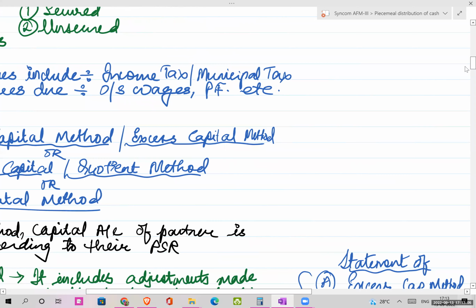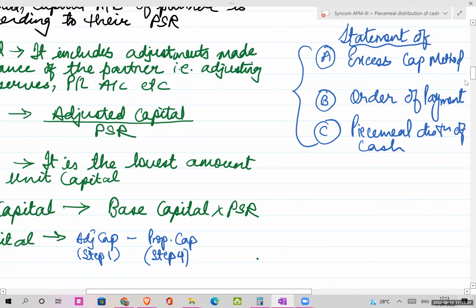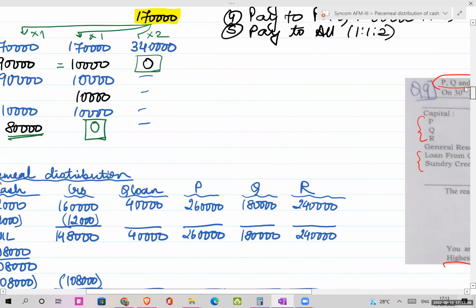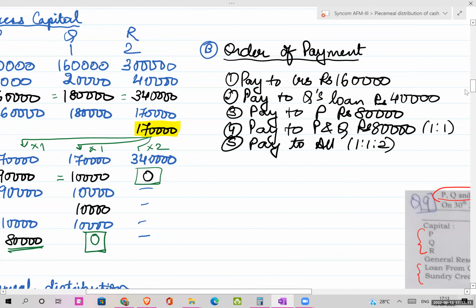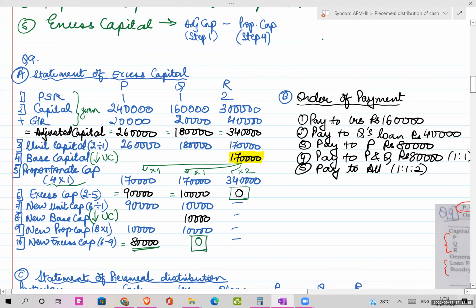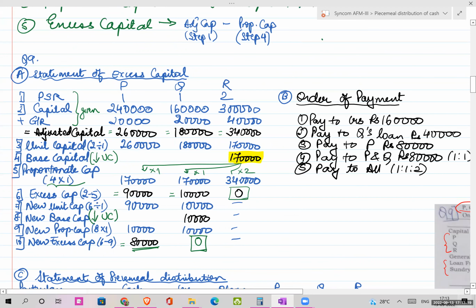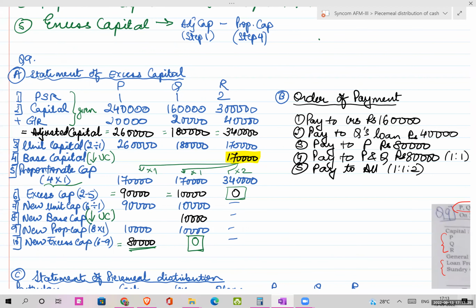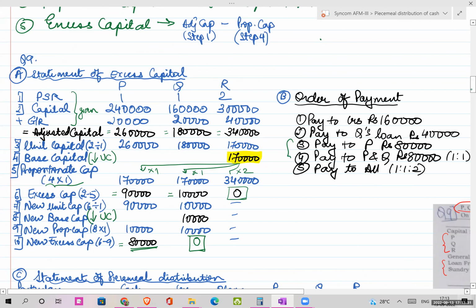So let's see now. Yeah, so note down this order of payment. Make a note of this. First I will pay my creditors. 1,60,000 है मेरा creditors. Then I will pay my internal liability, that is the partner's loan account, which is 40,000. Then I will pay my capital.